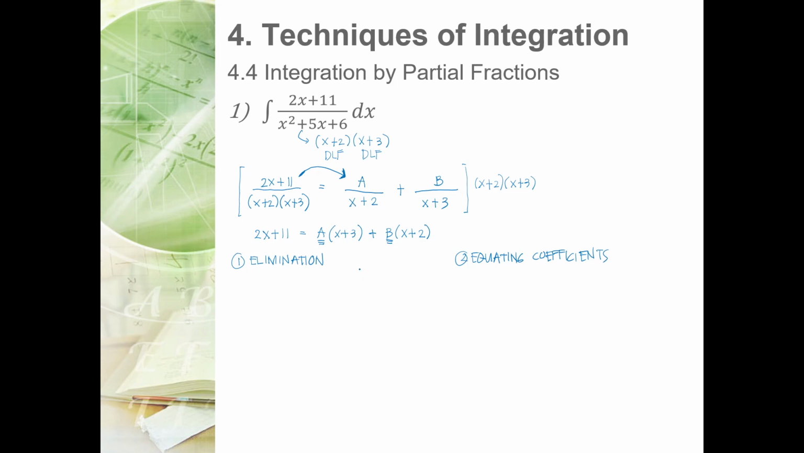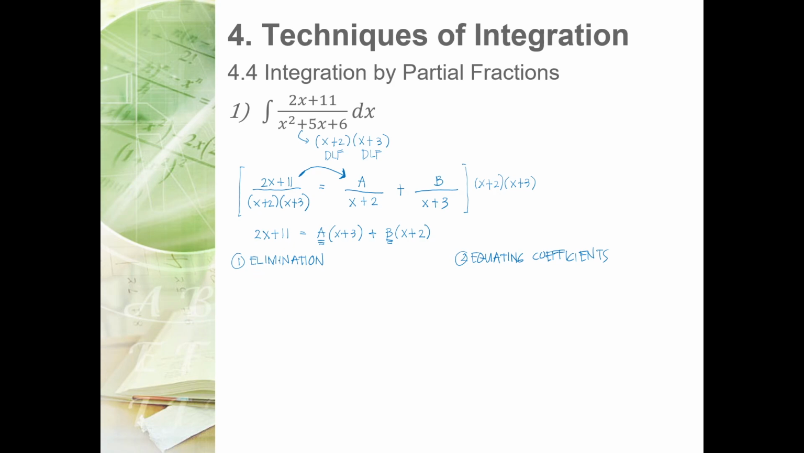Elimination's disadvantage is it only applies to a minimum amount of unknowns, let's say 2 to 3. So elimination is shorter in method. Equating coefficients is longer in method. So na siya yung mga pros and cons for the two different solutions. Of course, I'm going to show you both, di ba?